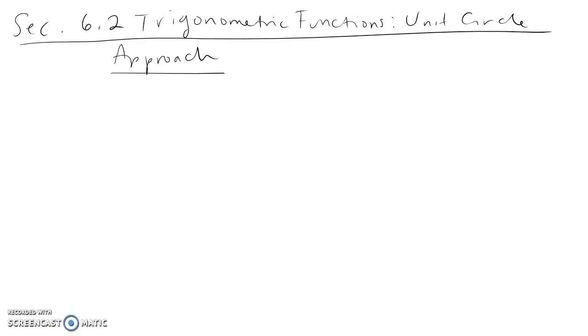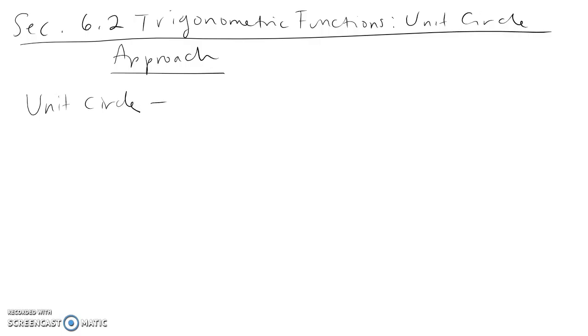There are two ways to define trigonometric functions. We can look at them on the unit circle or through right triangles. It turns out that they're similar, but we're going to start with defining them on the unit circle, and then in Chapter 8 talk about them with respect to right triangles. What is the unit circle?